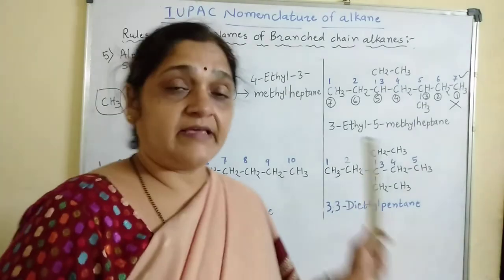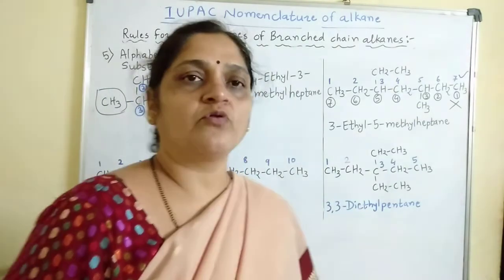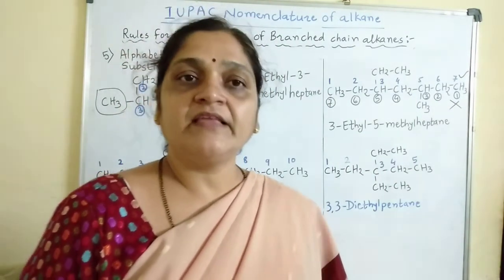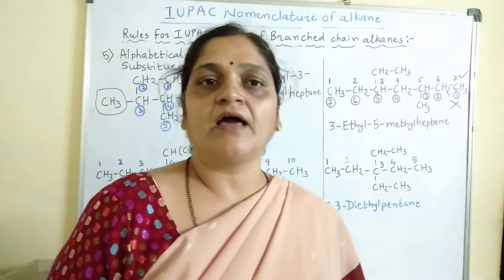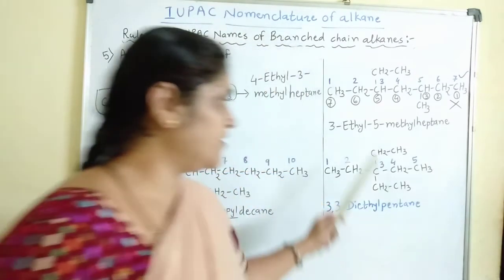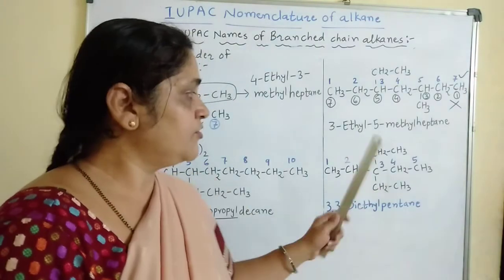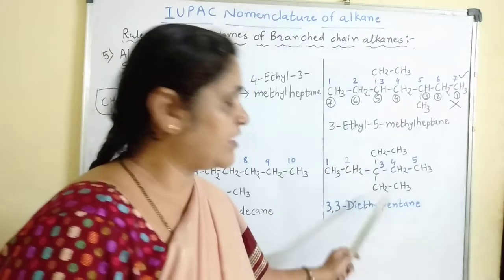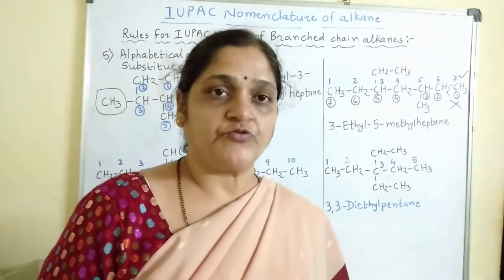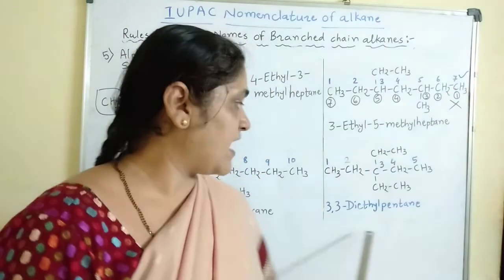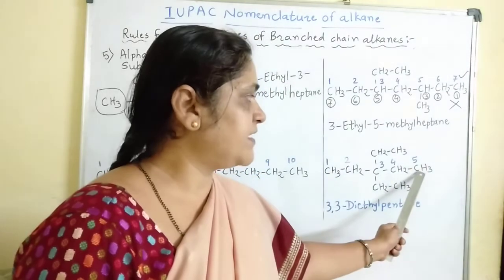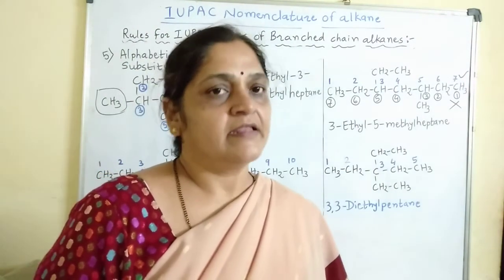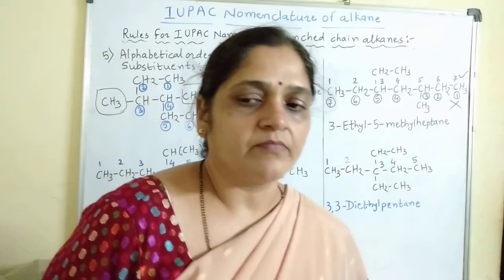Now, when the same alkyl group repeats 2 or more times, then you have to use prefixes while writing the name. But these prefixes are not counted for the alphabetical order. Now here ethyl group is repeated 2 times, so you have to write the locant 3 for 2 times. Then ethyl group repeated 2 times, so prefix di is used. So diethyl, and the parent hydrocarbon is pentane, as 5 carbon atoms are present in the carbon chain. In this way you are supposed to write the name. Now we will see the next compound.